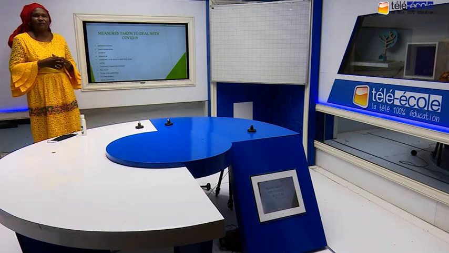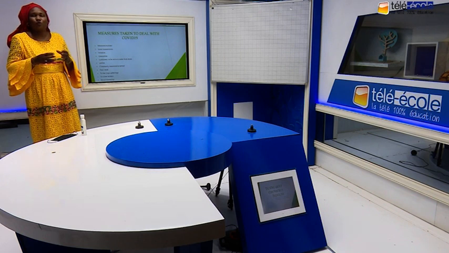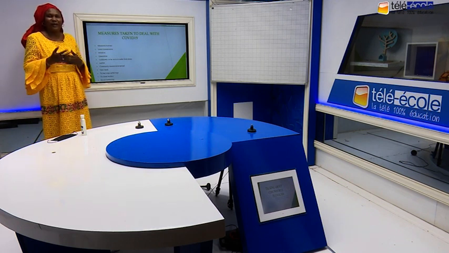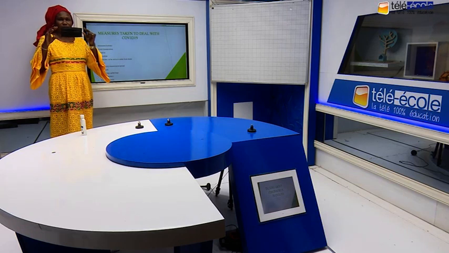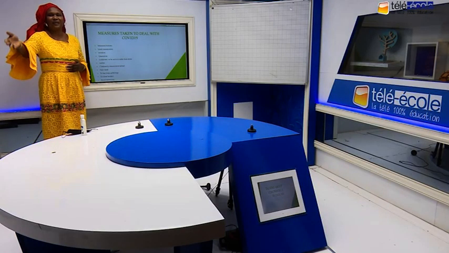Next word we are going to see is community transmission or spread. What does it mean? It means that you are ill, but you don't know where you've got the virus. This is what we call community transmission or spread. Face mask. This is a face mask. You put it like this to protect yourself and to protect other people.